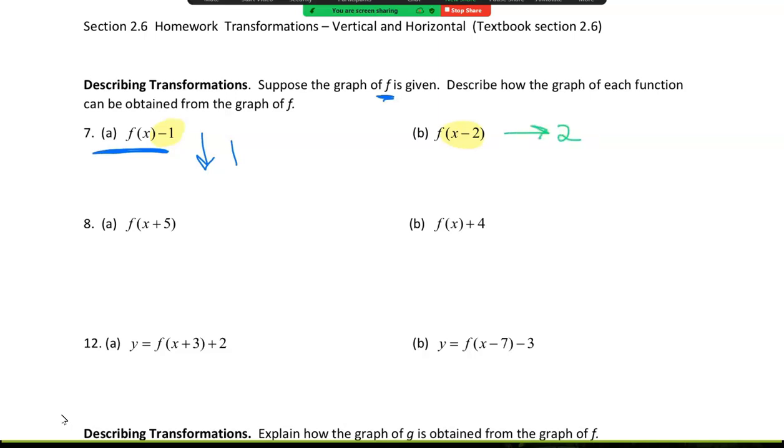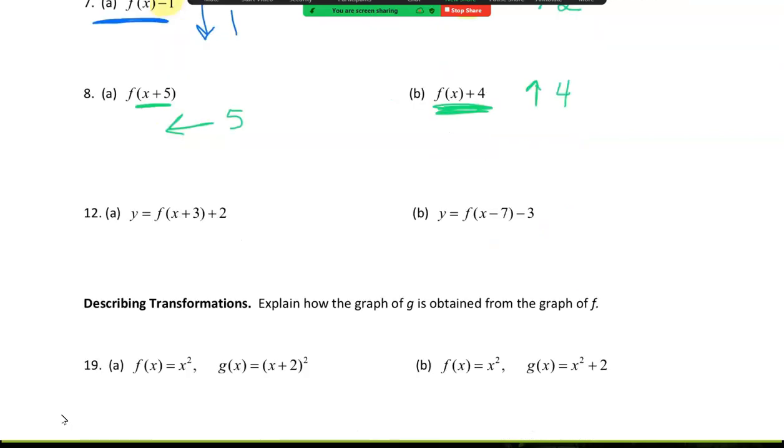Okay, let's keep going. Okay, here you have the change again inside next to the x. It appears to go to the right. It's actually going left 5. Now we're back outside. Make sure you can see the difference between 8a and 8b. 8b has +4 outside the function, so that means you're going to go up 4. Okay, outside the function is vertical, up and down. Horizontal is inside next to the function, and that is right and left.